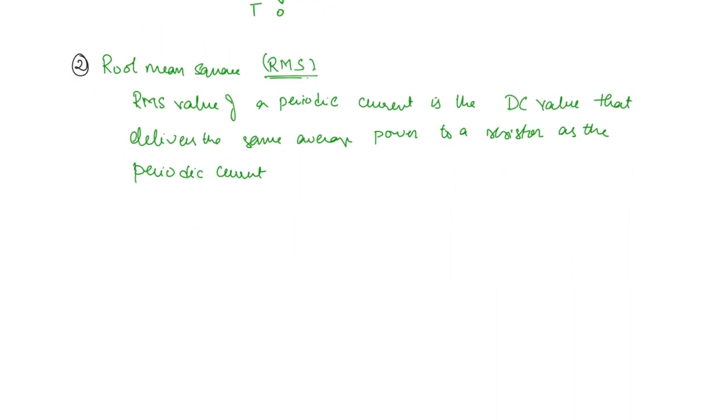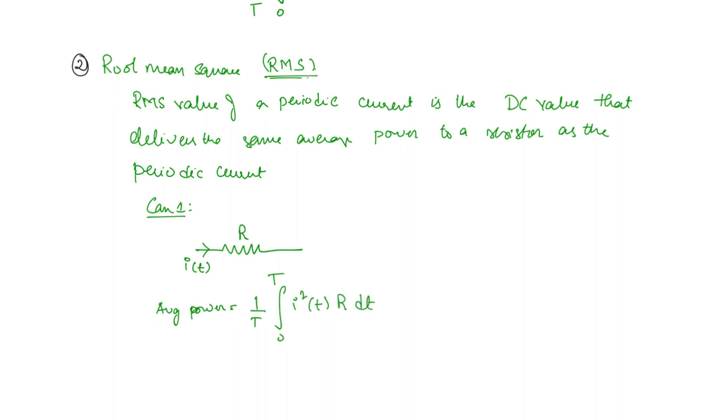First, if you take a resistor, let us say a current i(t) is flowing through this resistor R. So this is case 1. Then what will be the average power that is delivered to this? This is equal to 1 by T, where T is the time period of the periodic current, integration over the time period, i squared(t) times R dt, right? The instantaneous power is equal to i squared times R.